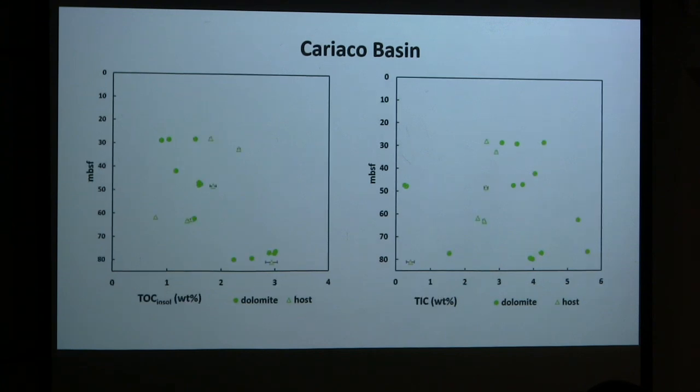Total organic carbon versus depth. Now again, this site was interesting because it would switch between periods of oxia and anoxia. If I had to hazard a guess, I would say this might have been deposited under oxic conditions because there's less carbon, and this might have been anoxic. No clear trend though. For total inorganic carbon and depth, no clear trend, neither for dolomites nor for host samples.